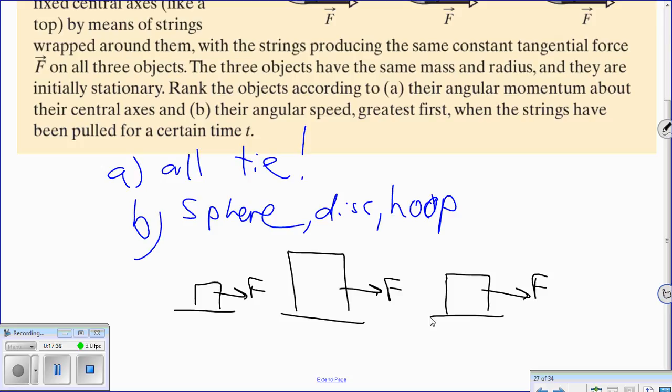But which one will be moving the fastest? The small one. Make sense? Everybody good? All right, cool.